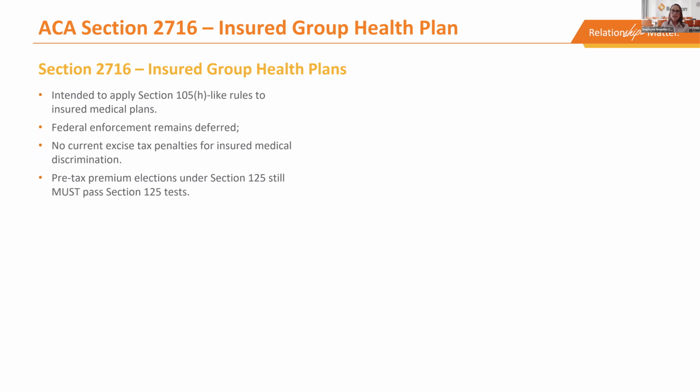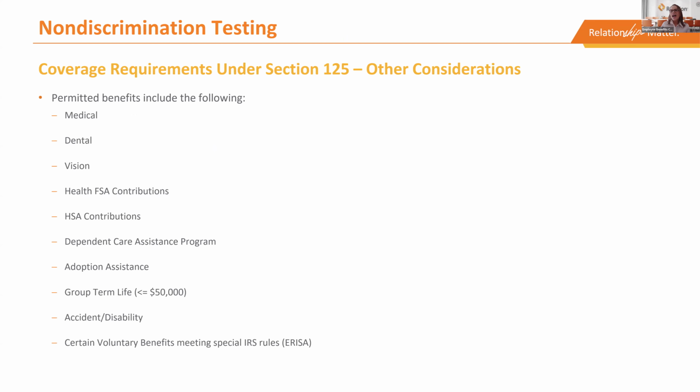And again, we mentioned this already, but under Section 2716 of the ACA, there is no required component testing of insured medical. You've heard that a few times. So here's again the laundry list of what should be covered under Section 125. I want to warn you a little bit.